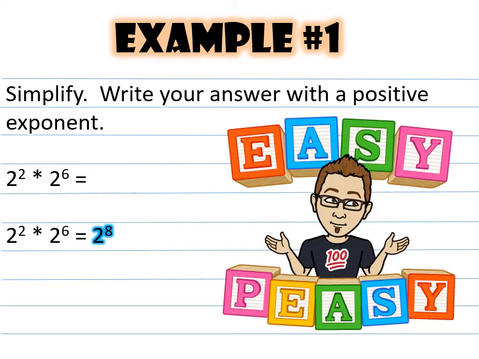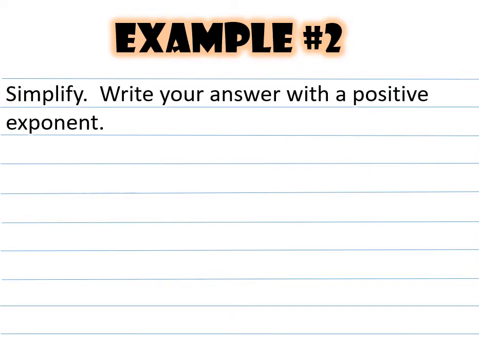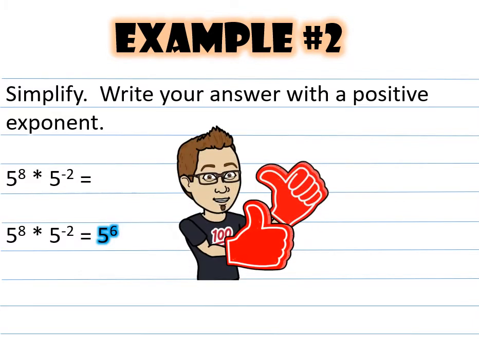Easy peasy. Example number 2. Simplify. Write your answer with a positive exponent. 5 to the 8th times 5 to the negative second power. If we add 8 plus negative 2, we would get 6. The answer is 5 to the 6th power. And I give that 2 thumbs up.